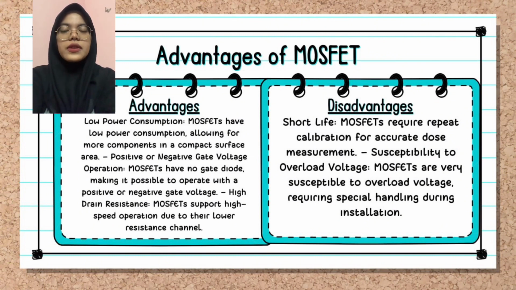The disadvantage of MOSFET is short life. MOSFETs require repeat calibration for accurate dust measurement. The last one is susceptibility to overload voltage. MOSFETs are very susceptible to overload voltage, requiring special handling during installation.